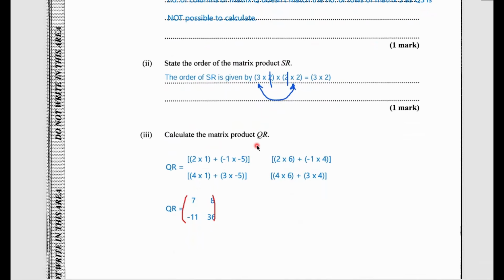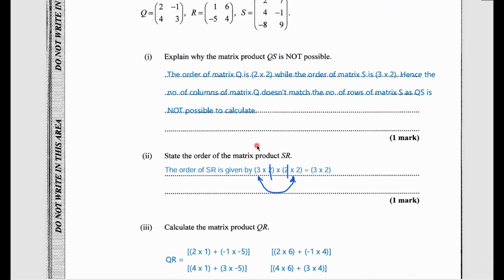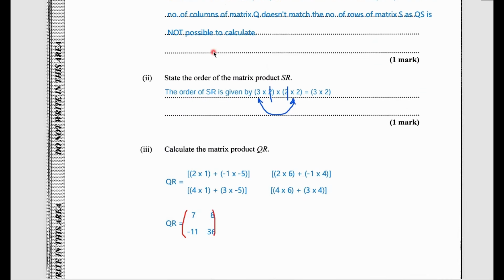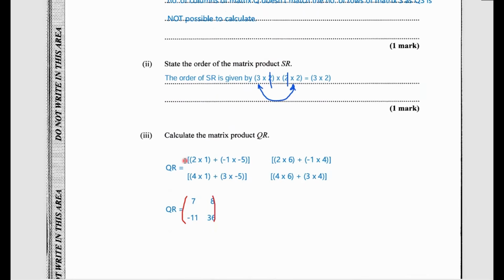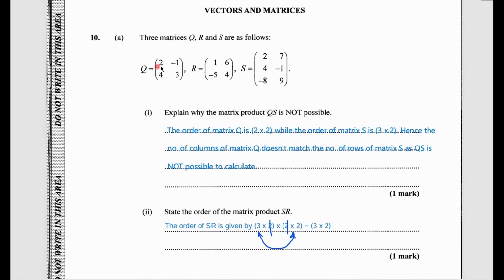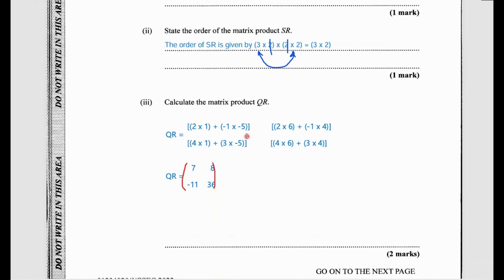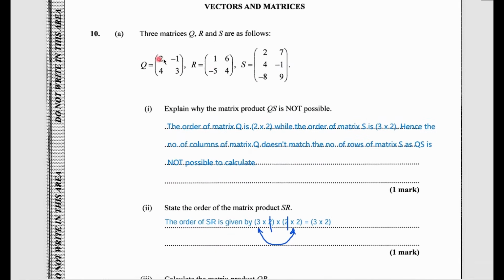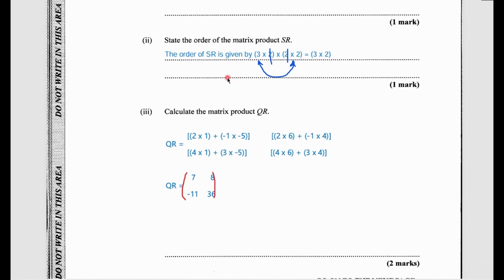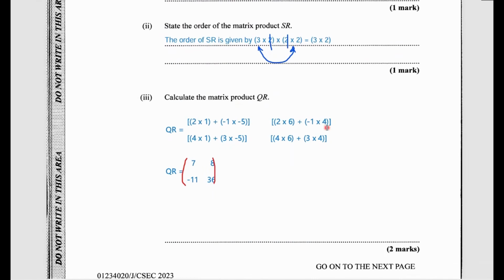Calculate the matrix product QR. All right. So that's Q by R. And what we know is what? First row by first column, that'll be what? 2 by 1. Add minus 1 by minus 5. That's this. And then we have what? First row by second column. That's 2 by 6. Add minus 1 by 4. That's here.